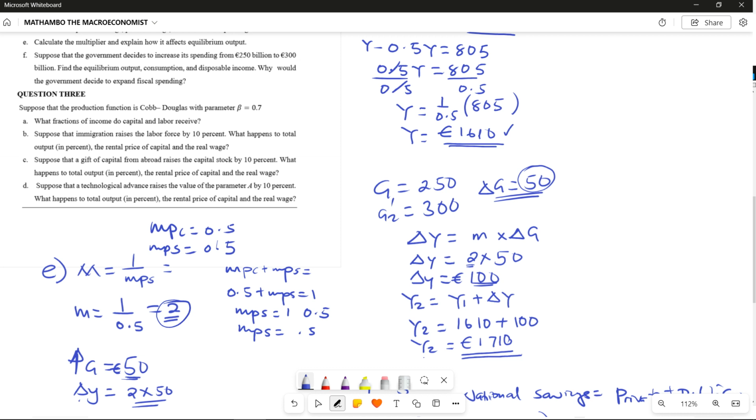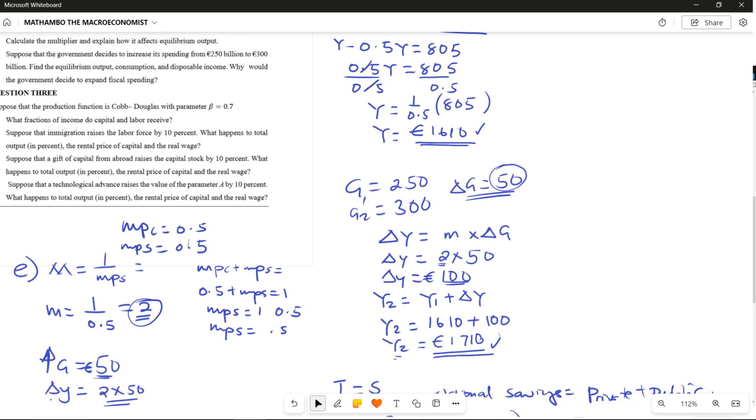Alternatively, you can find the same Y2 by using the formula Y equals C plus I plus G. Only that where there is G, initially we put 250, but now you should put 300, maintain everything else on this side constant, then solve. You should be able to get the same 1710. So you are at liberty to use whichever method you are conversant with. At the end of the day, what we want to see from you is proof that you know what you're doing.